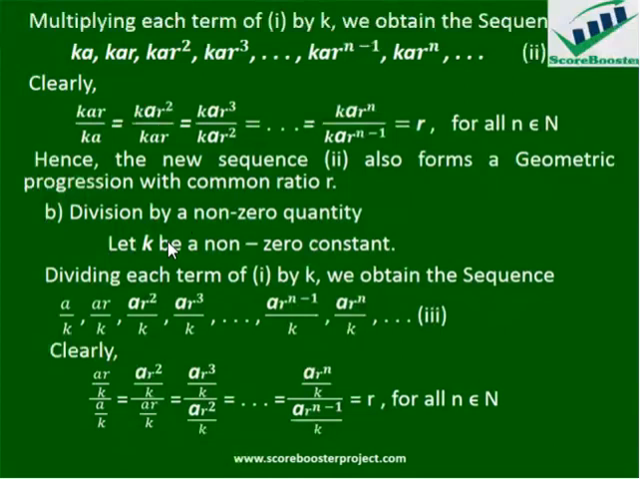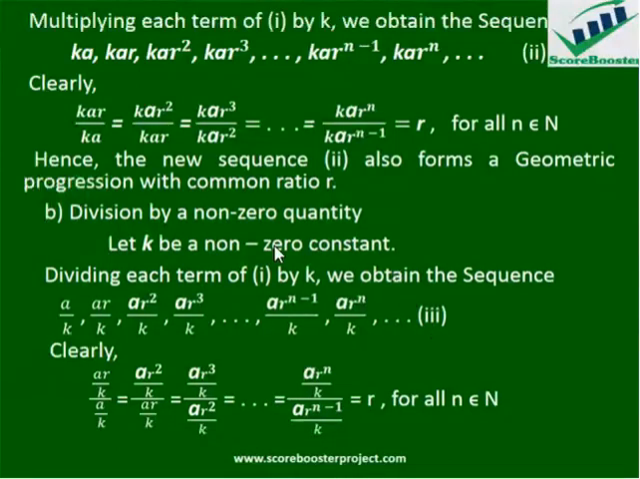So here, we move to the second part of the proof, division by a non-zero quantity. Let k be a non-zero constant, so dividing each term of a geometric progression by the non-zero constant k, we obtain the sequence a over k, ar over k, ar squared over k, ar cubed over k, up to the (n+1)th term ar raised to the power n over k. And this is the new sequence formed by dividing each term of 1 by k.